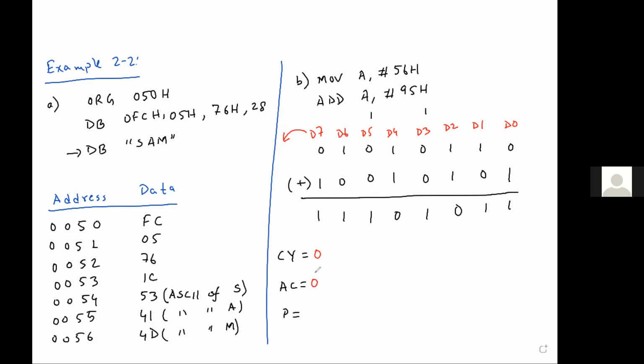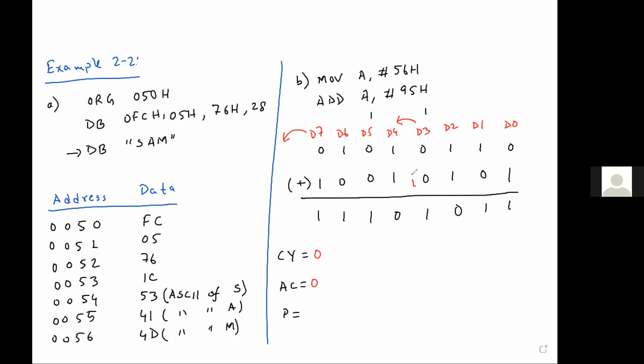Let me explain. There are two ways in which you can explain. First way: you check whether there is a carry from D3 to D4 or not. So the question to ask is, is there a carry from D3 to D4? If the answer is no, your auxiliary carry is 0. If the answer is yes, that means there is a carry from D3 to D4, then your auxiliary carry will be 1.